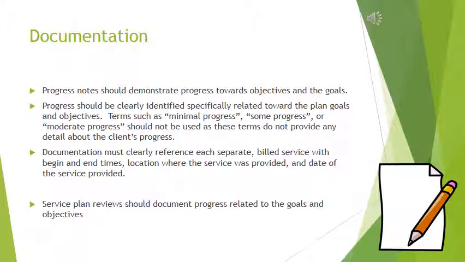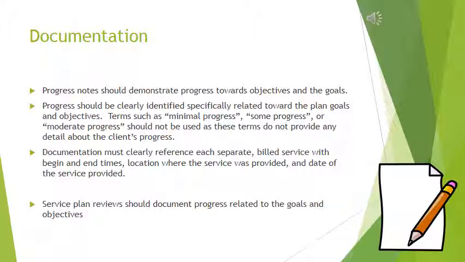The process of the service planning with the client has to be documented in a progress note. And additional progress notes while the service plan is in place should demonstrate progress towards those goals and objectives. Progress should be clearly identified and specifically related towards the plan's goals and objectives. Using general terms like minimal progress made, some progress made, moderate progress made, do not convey the specifics the client is achieving and should not be used.